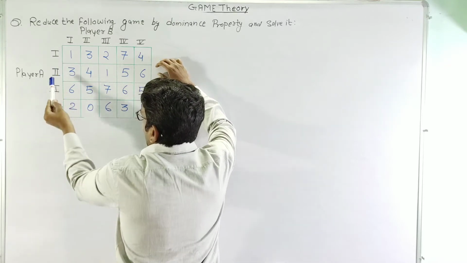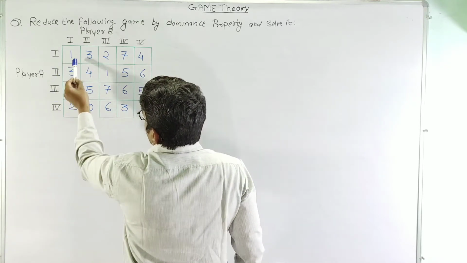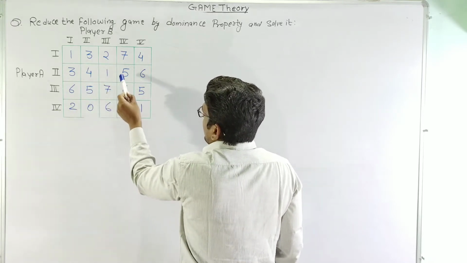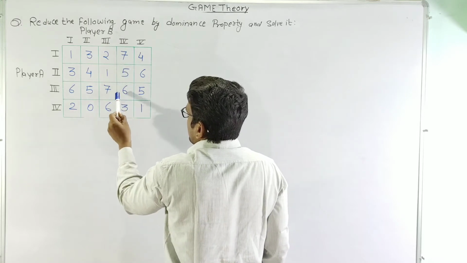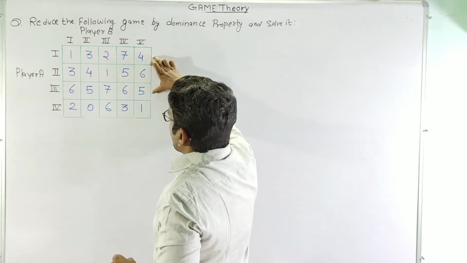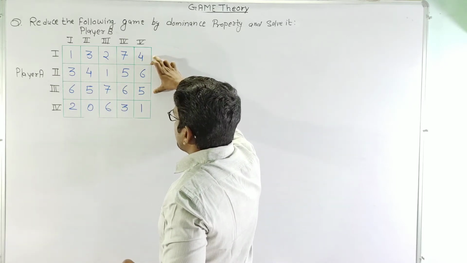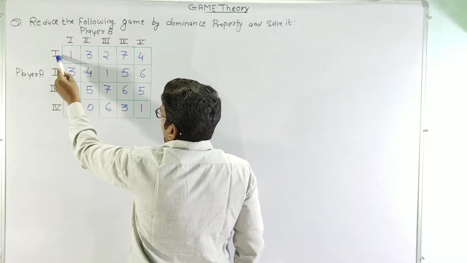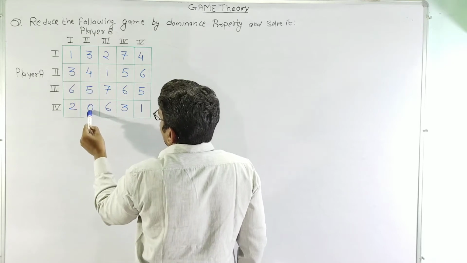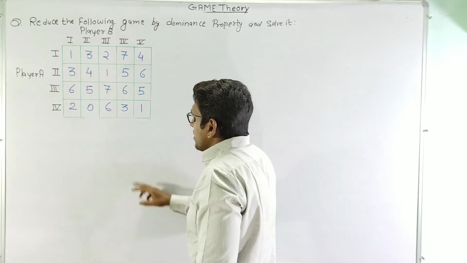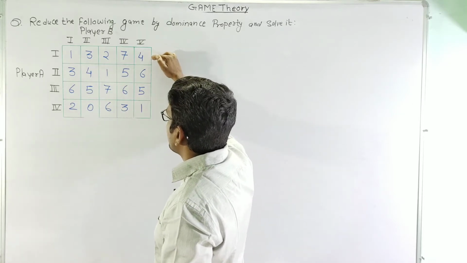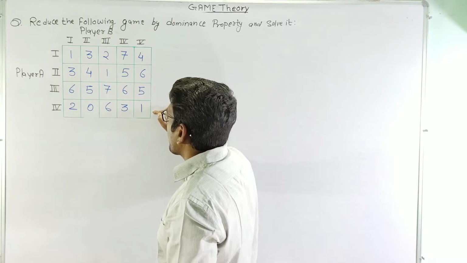Now let us compare row 1 and row 3. This is 6, which is greater than 1, 5 greater than 3, 7 greater than 2, but 6 is less than 7 and the other values here are greater. That shows that row 1 and row 3 also have no dominance among them. Now let us compare row 1 and row 4. Here 2 is greater than 1, 0 is lesser than 3. So this one is greater, this one is lesser. This shows that there is no dominance between row 1 and row 4.